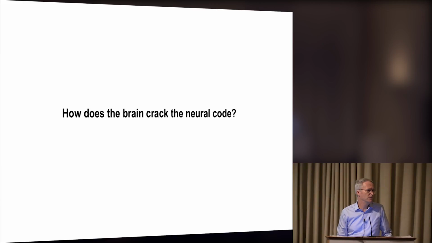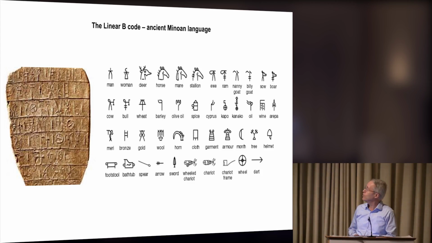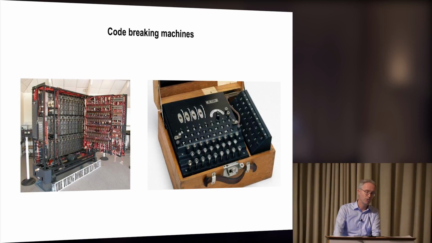So the question becomes then, how does the brain crack this neural code? It's one of the most important questions in neuroscience. If you're going to do it manually, to break a code, you might do something like this and do a lot of hard work and work out how this code, this language here, this linear B code, what it means. But of course, there are other ways to do it, and that is to invent machines that do so. And of course, you will recognize these important code-breaking machines from World War II. But how does the brain do it?